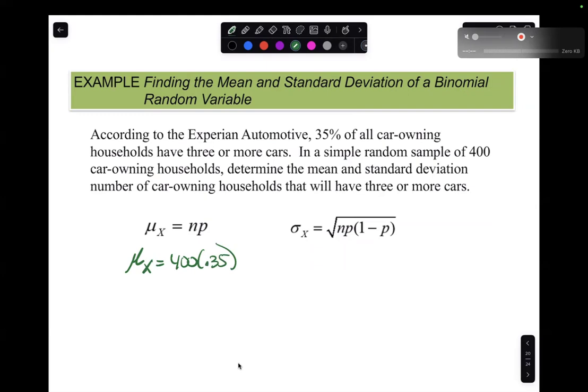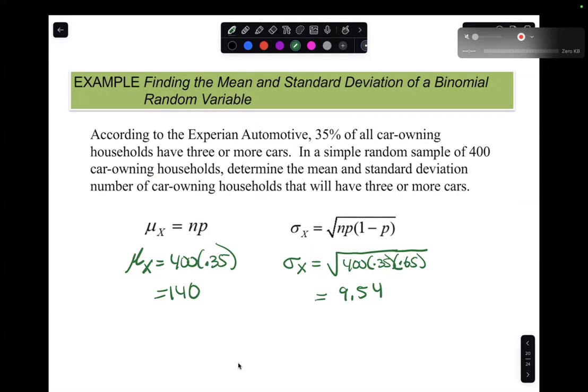400 times 0.35. So we would expect 140 out of those 400 to have 3 or more cars. So for the standard deviation, my sigma sub x, we would expect the square root of 400 times 0.35 times 0.65, which is your probability of failure. So you can put that whole thing in your calculator. You might need to be nice with parentheses. So my standard deviation is approximately 9.54.